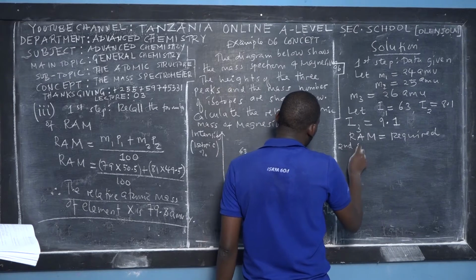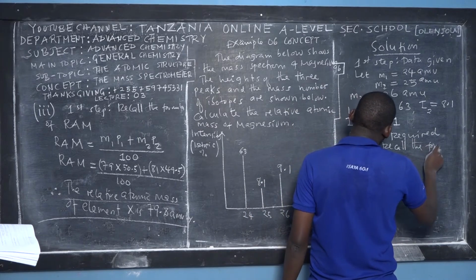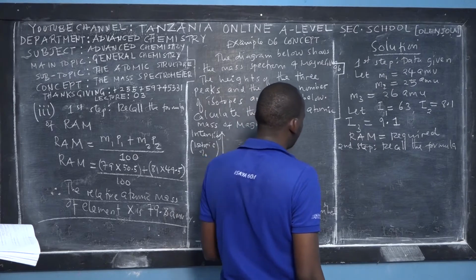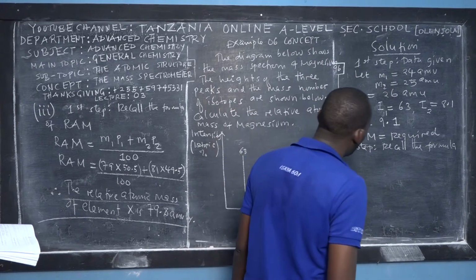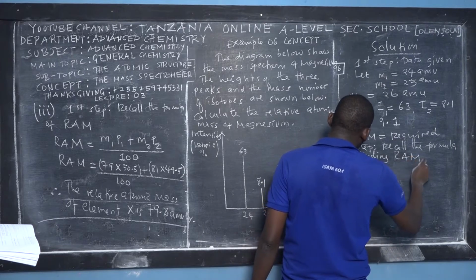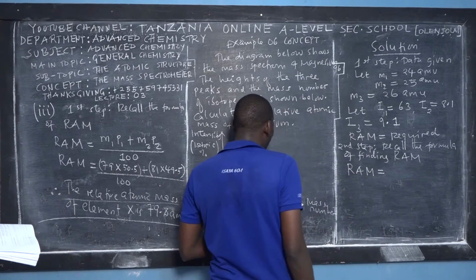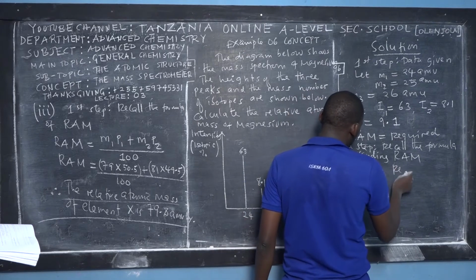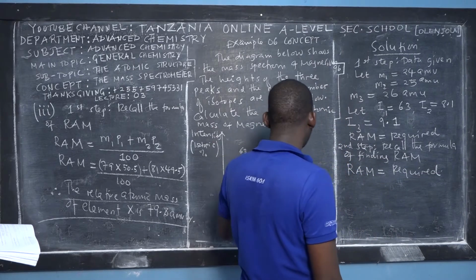The second step, recall the formula of finding or computing relative atomic mass. So in short, relative atomic mass is equal to, this is what is required. Of course, calculate the relative atomic mass of magnesium.